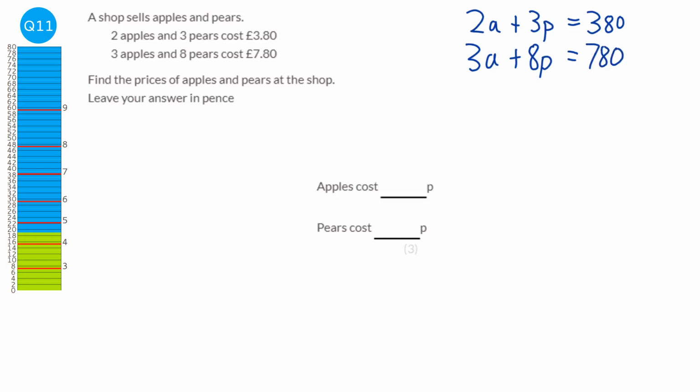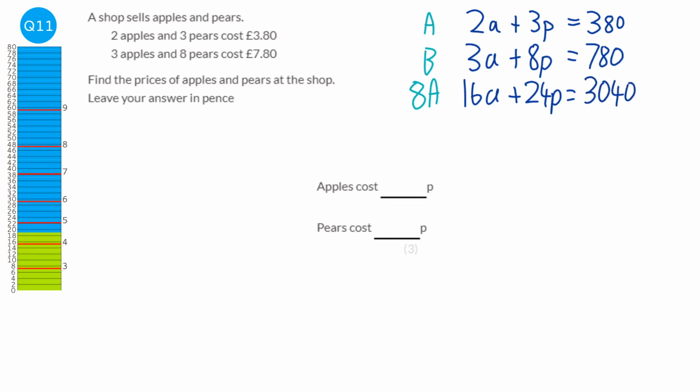Okay, so the first thing I do is try and get these numbers the same. So 3 and 8, they both go into 24, so I need to make them both 24. And what some people do is they just label this A and this B. And so what we're going to do here is multiply everything in equation A by 8, so that this becomes 24. So it's going to become 8a. And so we're going to times the 2a by 8, which will be 16a plus 24p. And 380 times 8 is 3040.